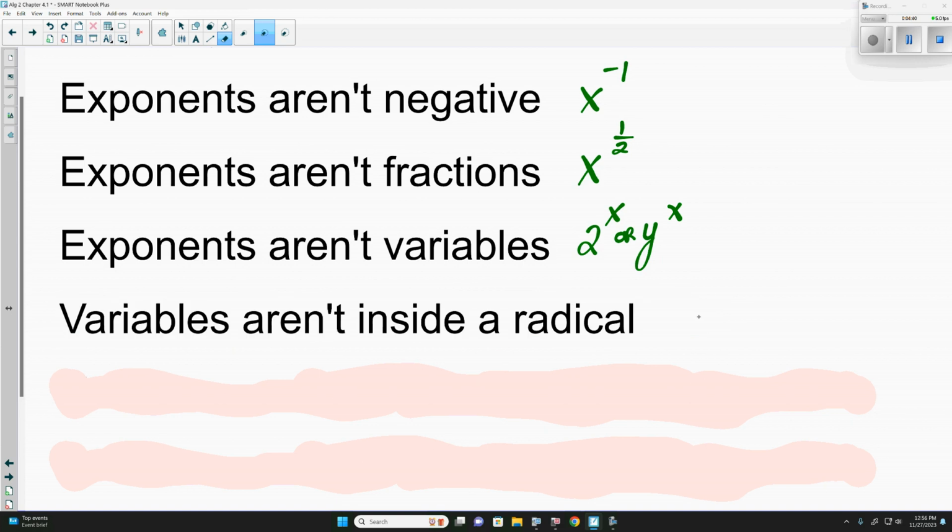Variables aren't inside radicals. Does not work. Now, if it's on the outside, that does work. So the square root of 41 times x does work, but just square root of x does not. If the variable is inside the radical, it doesn't work. If it's outside the radical, it does.